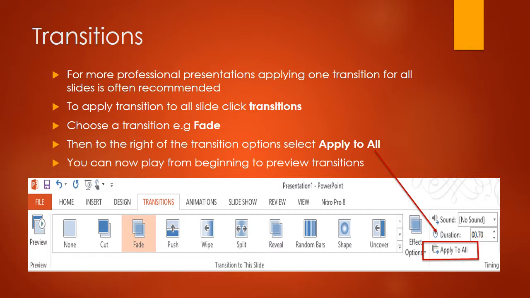Once you select Apply to All, you should see it on all the different slides. It would be applied to every single one of your slides. So once you play your presentation from the beginning, you'll be able to see the transitions in effect on each slide.